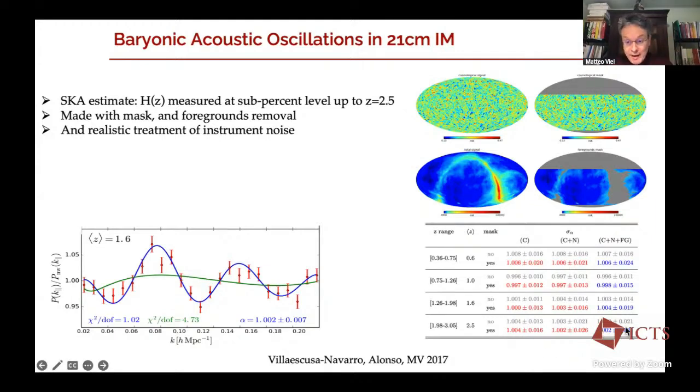We can go to even higher redshift, 2.5, and of course we degrade the precision a bit, because the beam gets larger at high redshift, and this deletes information. But the point that I want to bring here is that 21 centimeter intensity mapping can be used for growth, but can also be used for BAO.